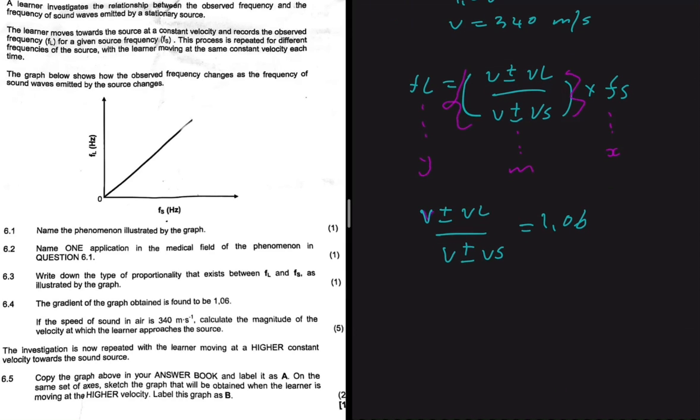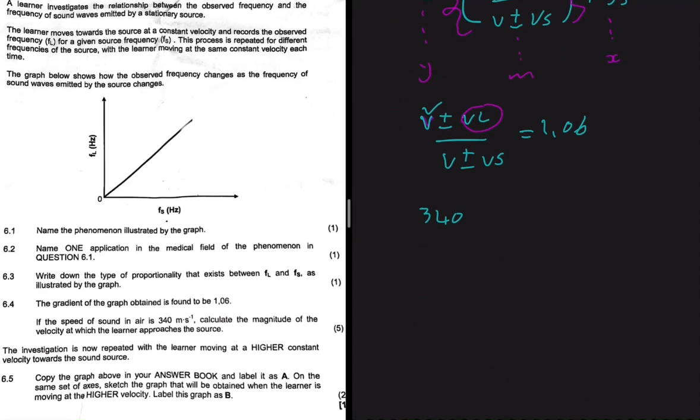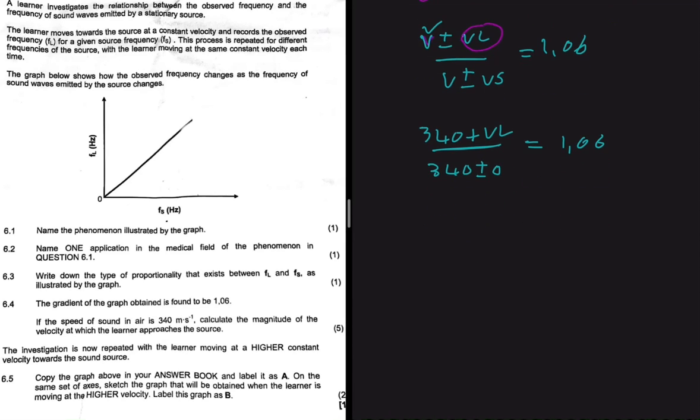So now we can substitute our values and solve for VL, right? We're looking for the velocity of the listener. This V here is for the sound in air, right? So we're gonna have 340. Because we are told that the learner is moving towards the stationary source, right? Then you must have plus VL, right? And then divided by 340. The sound source is stationary, so we're just gonna have plus or minus 0, which is just 0, and this will be equal to 1.06, right? 1.06 is the same as 1.06 divided by 1.